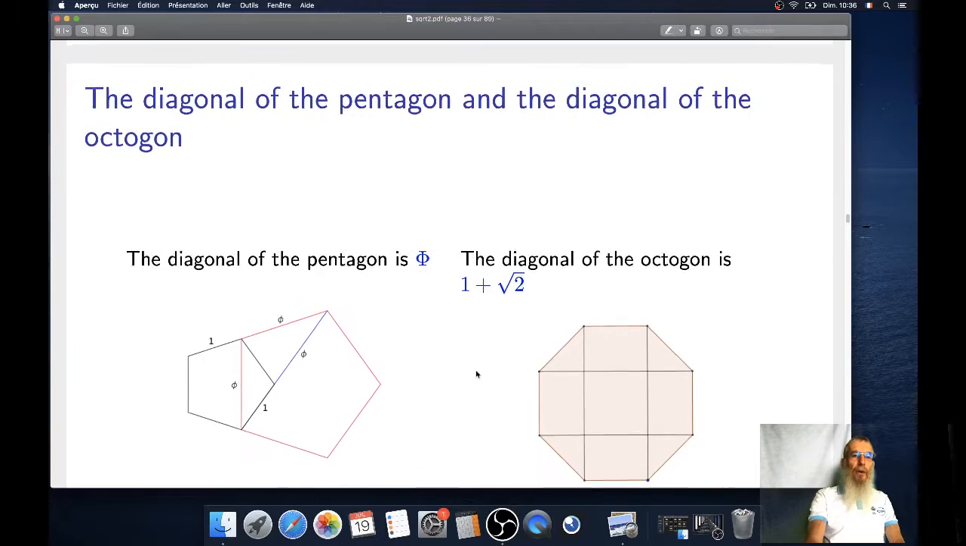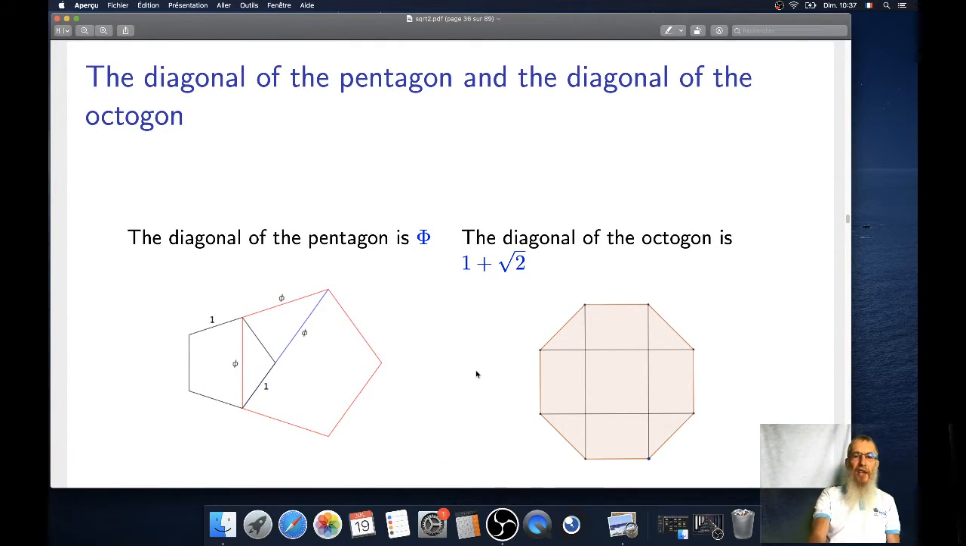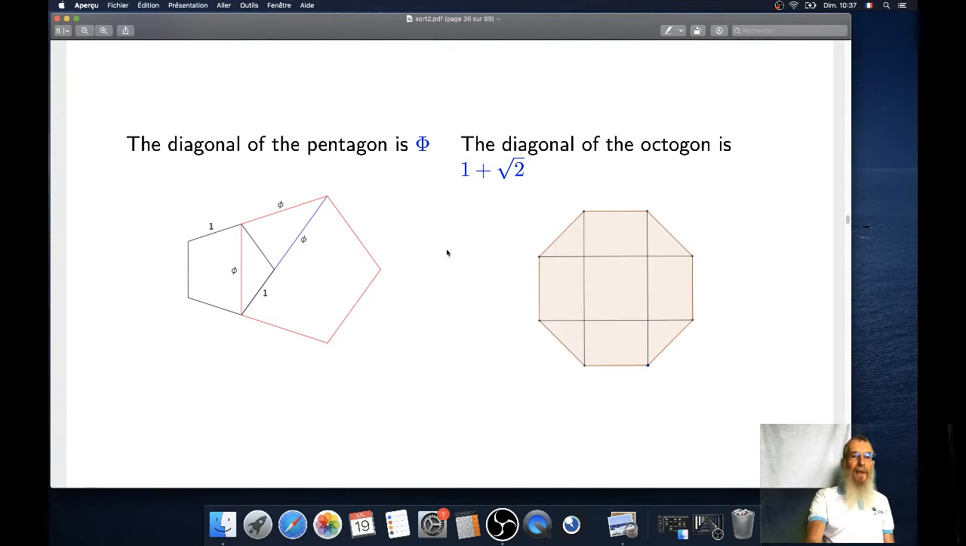So I mentioned the number square root of 2, then the number phi, and they share a number of similar properties. More precisely, it is a similarity between 1 plus square root of 2 and phi that I would like to point out. Let us start with a regular pentagon, which has a side 1. So this is a small pentagon. And you look at the diagonal. There are 3 diagonals, but they all have the same length.